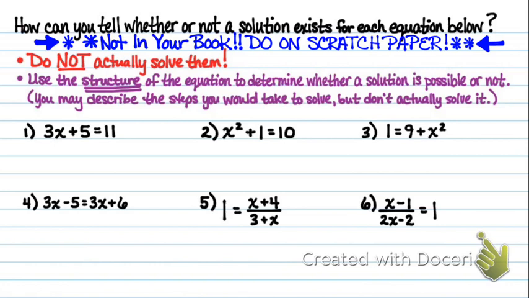So on number 1, if I had asked you to solve that, what would you do first? 11 minus 5. You'd subtract 5 on both sides, right? Is it possible to do 11 minus 5? Yes. So that's valid. What would you do after that? And then I would divide 3 by 6. Yep, then we would divide. Is it possible to take whatever we get after subtracting and divide that? Yes. So this one does have an answer. This one does have a solution.